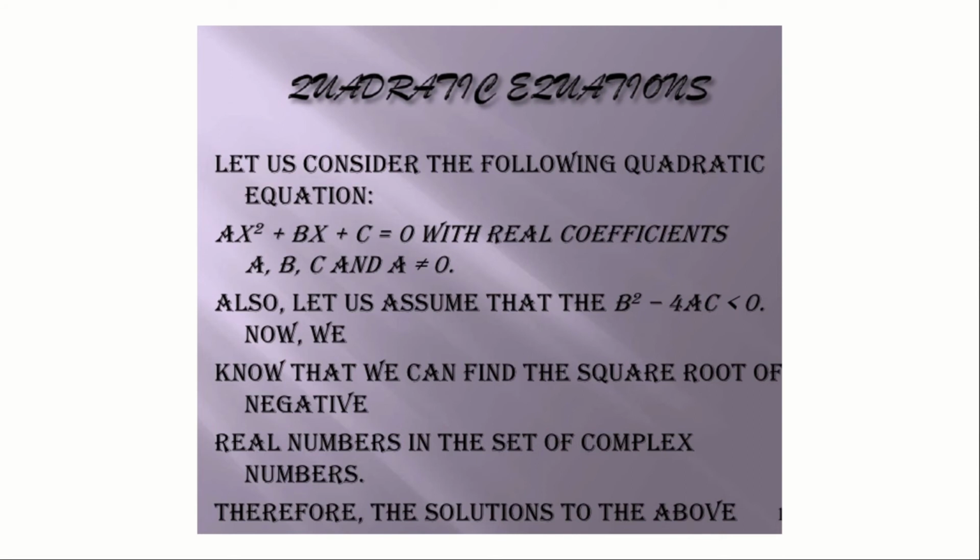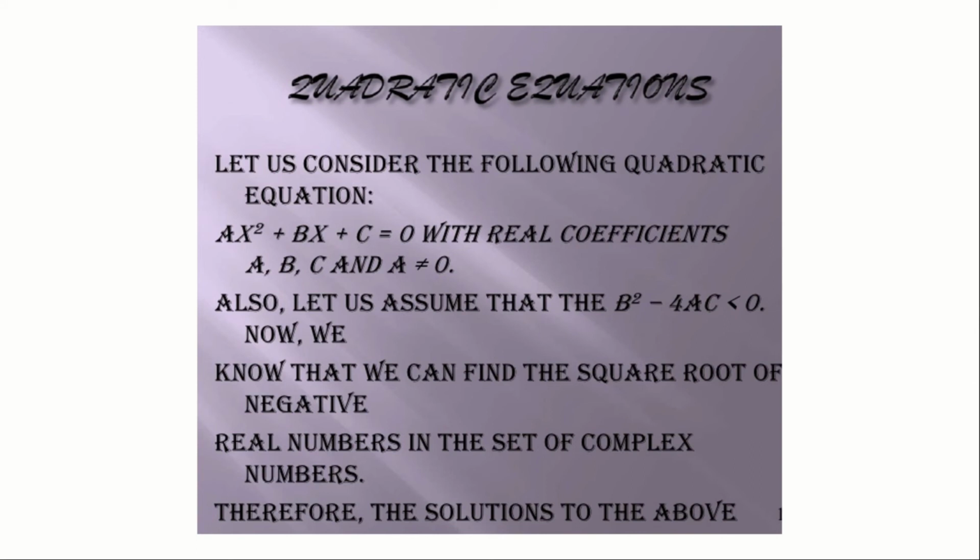So ax square plus bx plus c is equal to 0, with real coefficients a, b, c, and a should not be equal to 0. Because if a becomes 0, then it will not be a quadratic equation, because the x square goes away. It will become a linear equation. So the first constant a should not be 0.